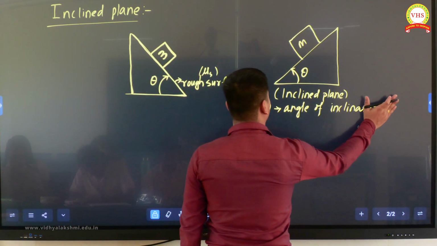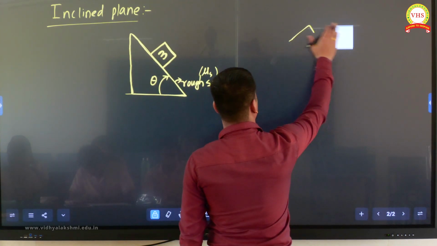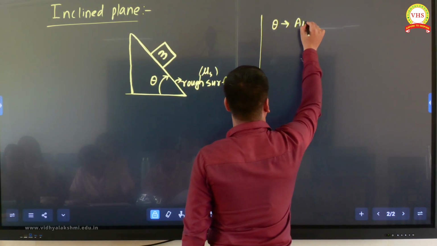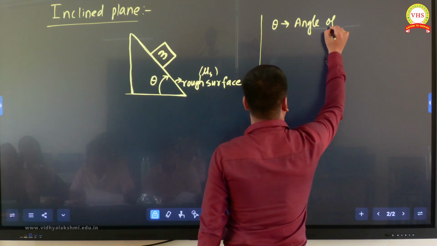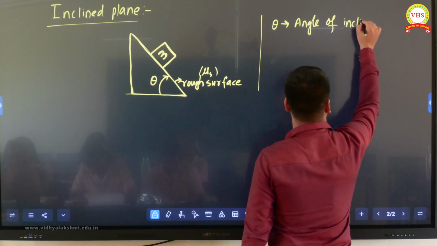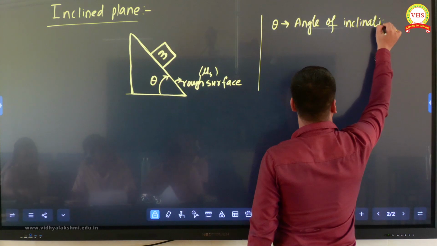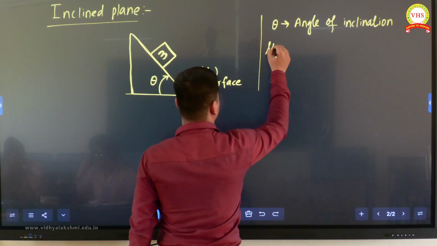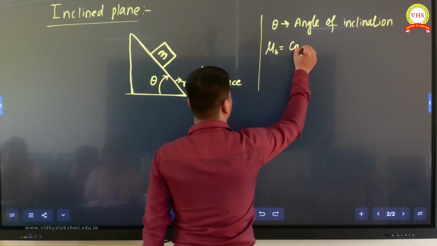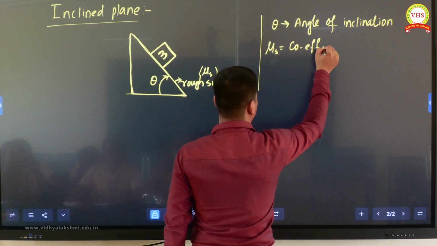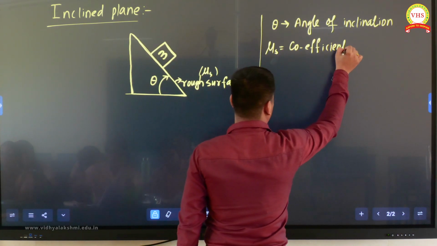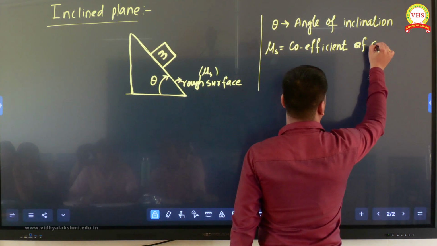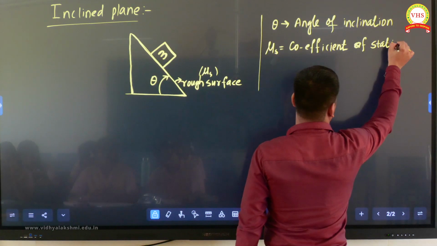What is that theta? Here I will consider only the left side picture. Theta is the angle of inclination. And what is mu s? Mu s is the coefficient of static friction.